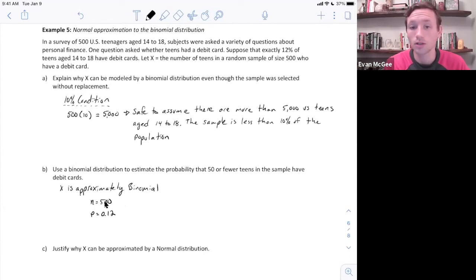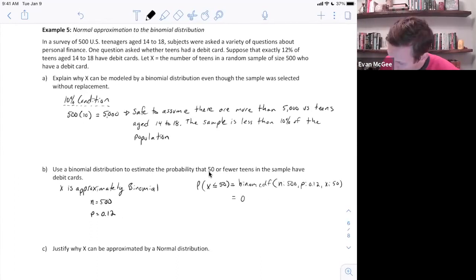The number of trials is 500 in the sample, and the probability of success is 0.12. So all we want to do is find the probability of X being less than or equal to 50. Just like in the previous videos, we're going to write out the probability of X being less than or equal to 50, and we can use the calculator. Since it's a less than or equal to statement, 50 will actually be the number that we put into our calculator, because remember, the calculator tells you everything equal to or less than whatever number you put here.